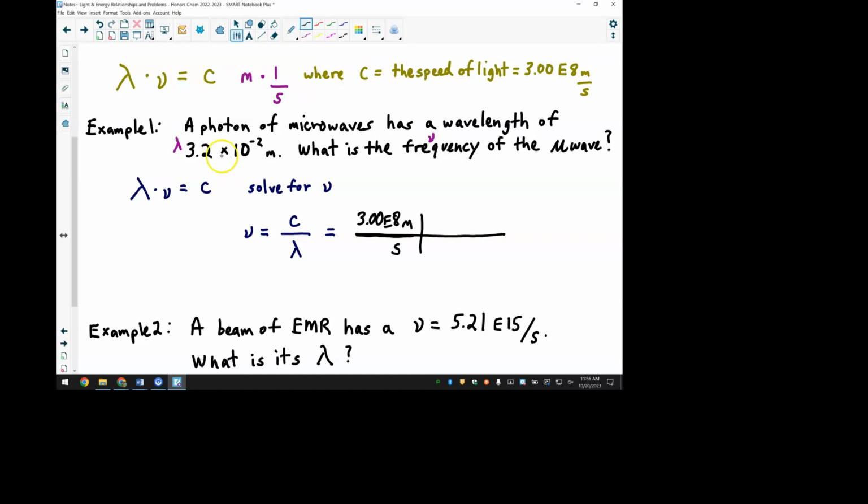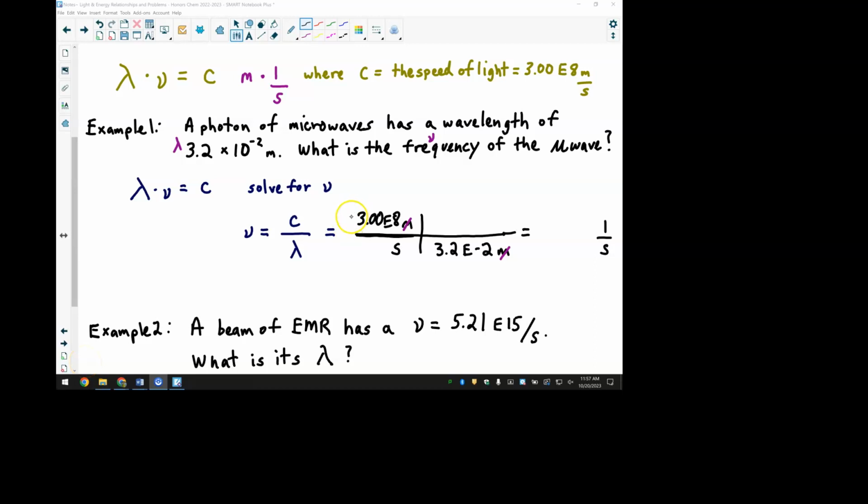And then lambda is 3.2 times 10 to the negative second meters. Now here the wavelength is in meters, and when I hit equal, what I'm going to do is cancel the units. Meters cancels, and the answer I'm going to get is going to be in inverse seconds, right? The answer is going to be per second times 1 over seconds, or per second, right? And that's good because that is the unit for frequency.